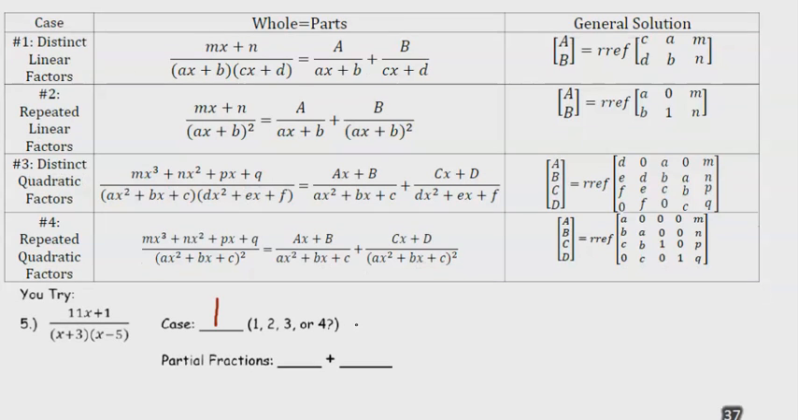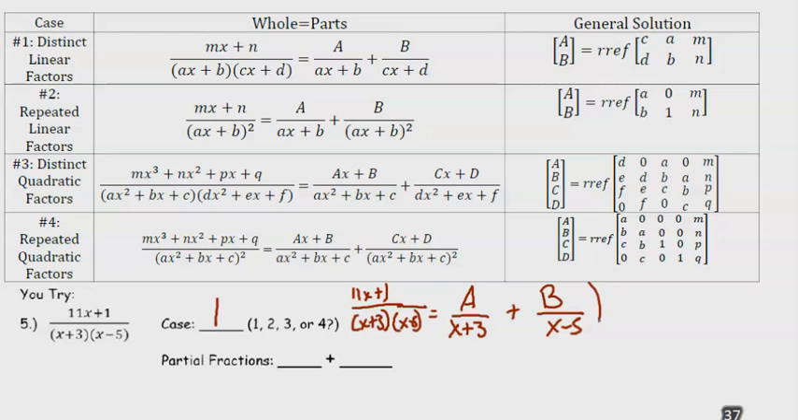Alright, so you should have gotten case number 1. They're distinct linear factors. We have 2 of them. So we're going to be looking for A and B. So A over x plus 3 and B over x minus 5. And that's going to equal our given 11x plus 1 all over x plus 3 times x minus 5.